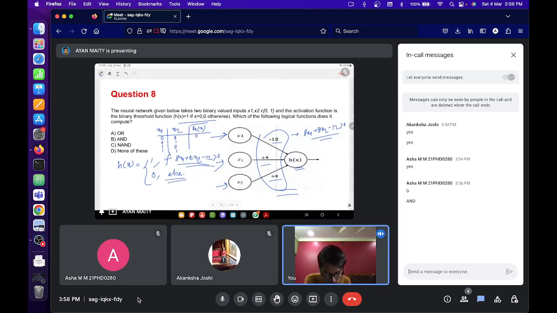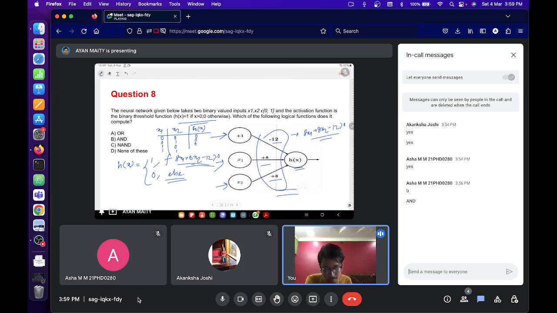If x1 is 0 and x2 is 1, then 8x1 plus 8x2 minus 12 would be minus 4. So it's still negative, so the output would be 0. Now x1 is 1 and x2 is 0. Again the same, minus 4. The linear function computes minus 4, which is still negative, so it's still 0.